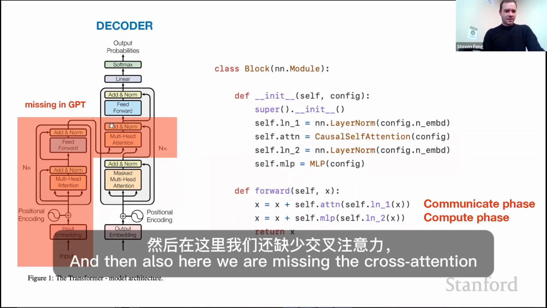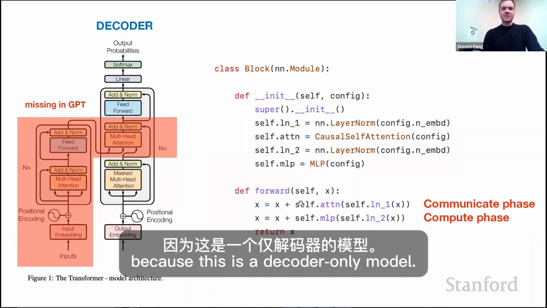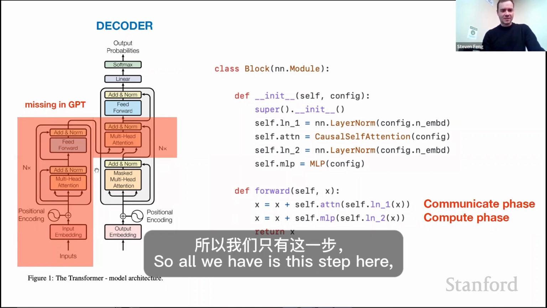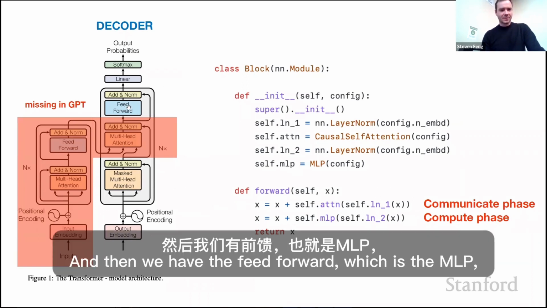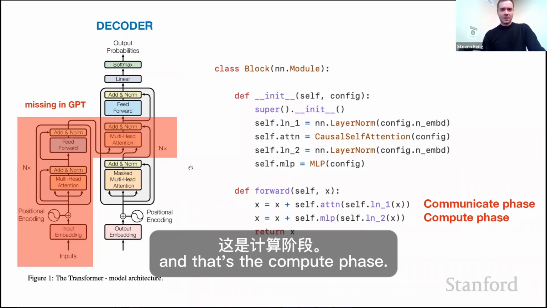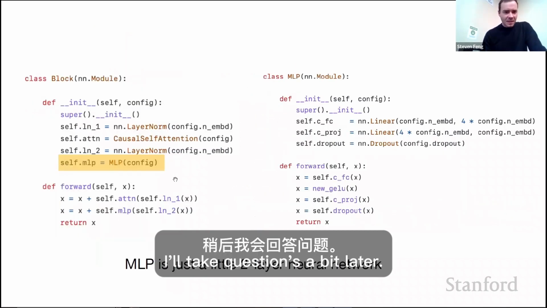Also, here we are missing the cross attention, because this is a decoder-only model. So all we have is this step here, the multi-headed attention, and that's this line, the communicate phase. And then we have the feed forward, which is the MLP, and that's the compute phase. I'll take questions a bit later.